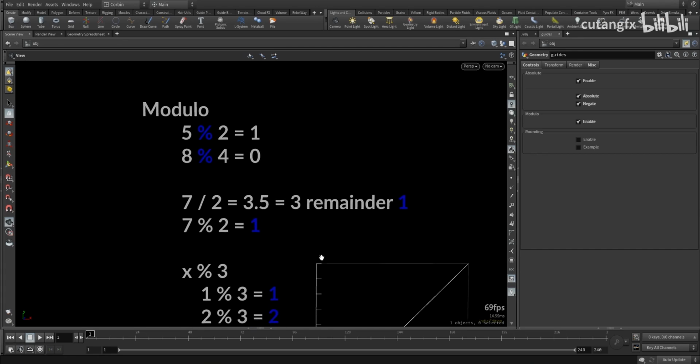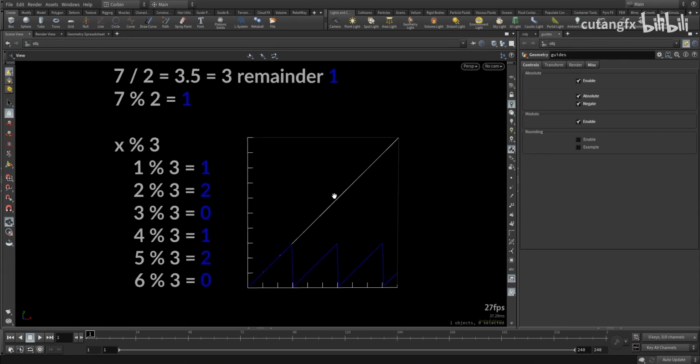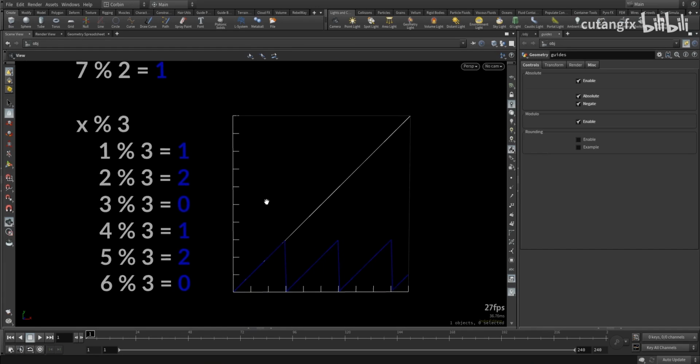Now, why is that useful to us? Well, let's have a look at a graph that shows exactly what that's doing. So if we take x modulus 3, right? We have a number graph here. So maybe these are frame numbers, so x is actually our frame number. And then as our timeline moves forward, x is changing. So it starts as 1, then it goes to 2, then 3, and so on.